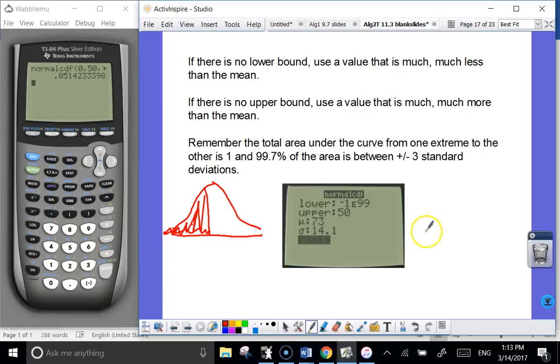If you have the opposite, if it has the lower bound, but it goes infinitely to the right, then you're going to put in some really big number above the mean. But sometimes they give you the left and the right, the lower and the upper, but they don't always, so you just have to do that. Now remember the area under the curve is 1.